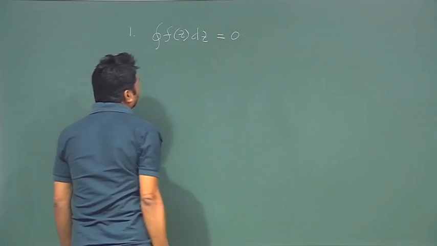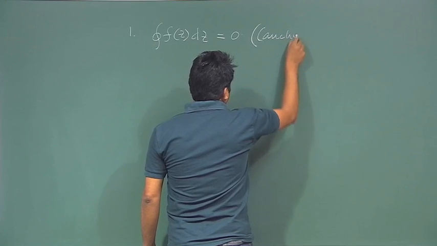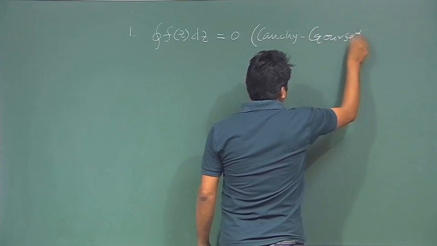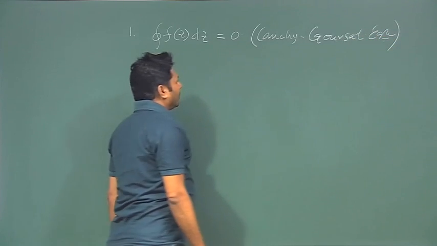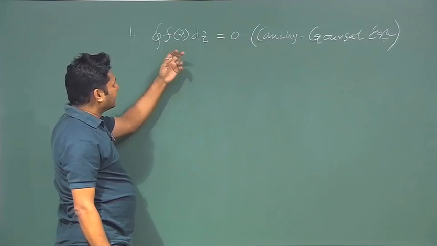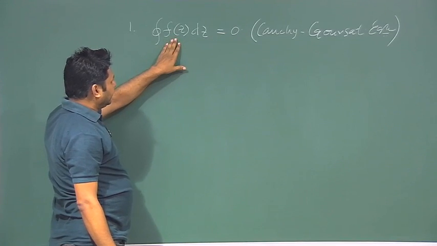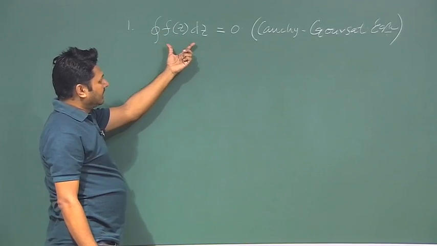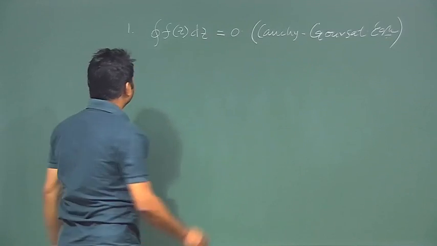expression which we call Cauchy-Gaussian equation. It suggests that if the function is analytic, then if I want to make a closed integral of this function in the region where this function is analytic, we will get the result which is 0.